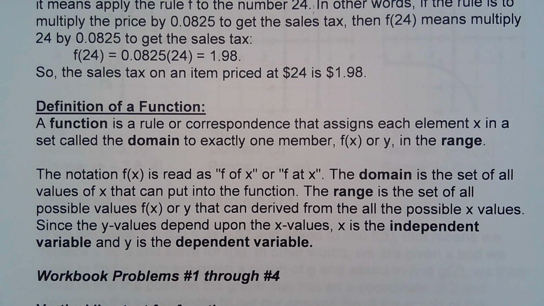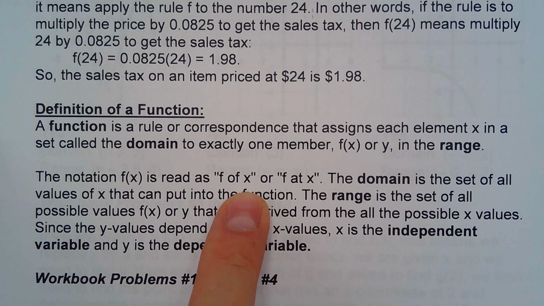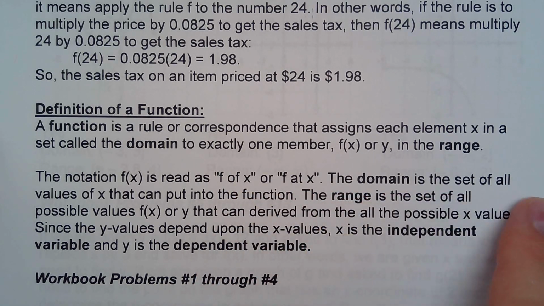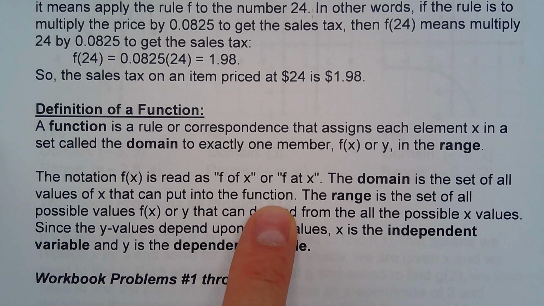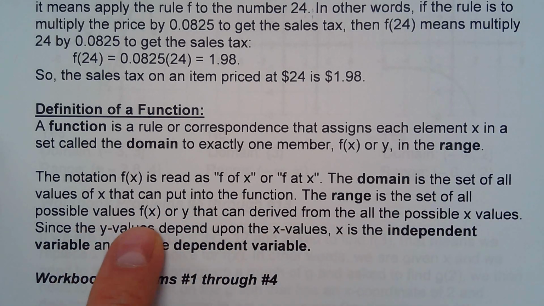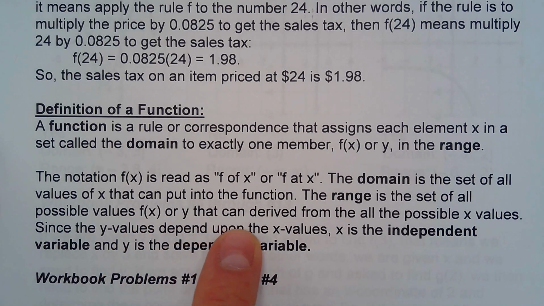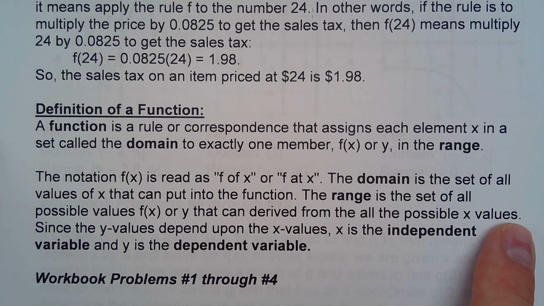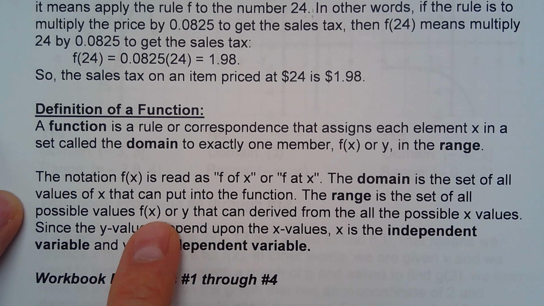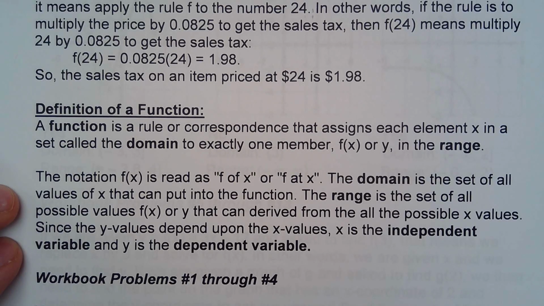So, the definition of a function. A function is a rule or a correspondence that assigns each element x in a set called the domain to exactly one member f of x, or y, in the range. The notation f of x is read as "f of x." The domain is the set of all x values that could be put into the function, and the range is the set of all possible y or f of x values that can be derived from all possible x values. Where I'm using f of x and y, they're interchangeable, they're the same thing. Since the y values depend upon the x values, x is the independent variable and y is the dependent variable.